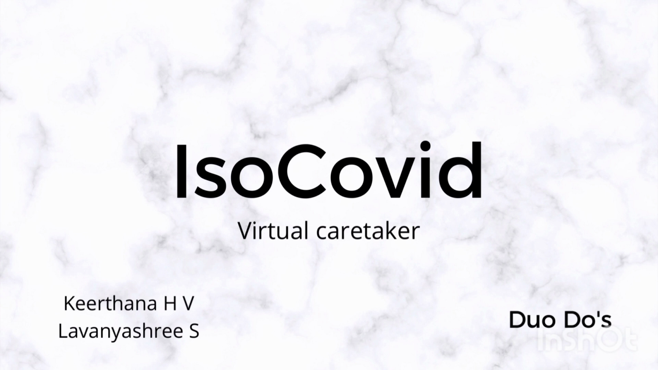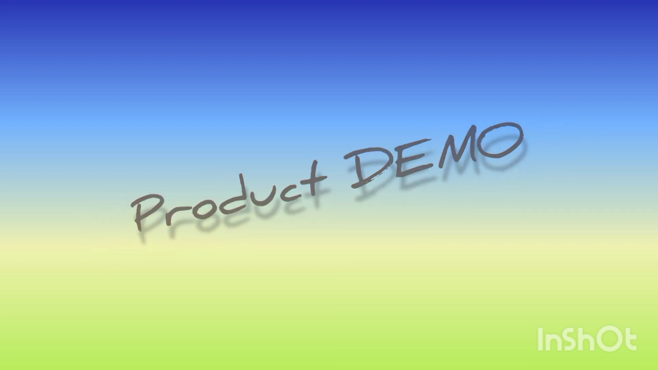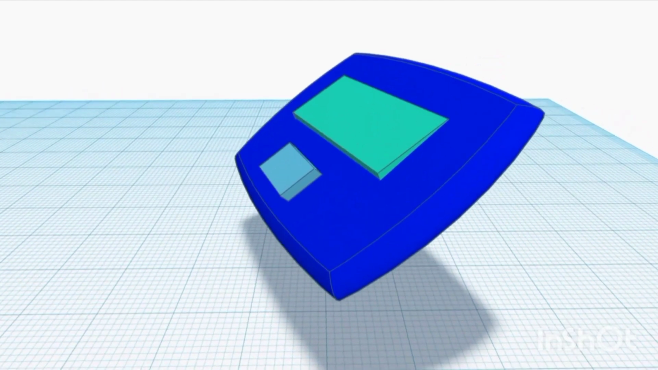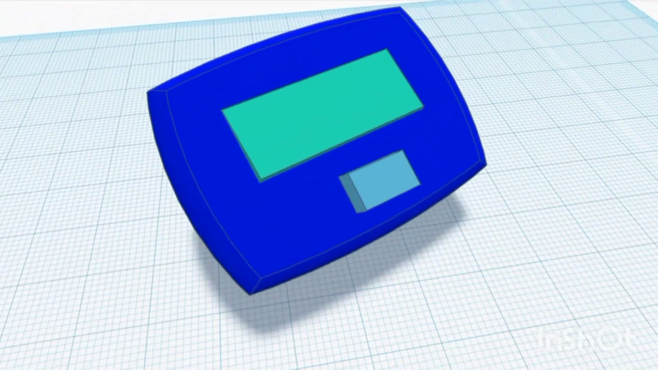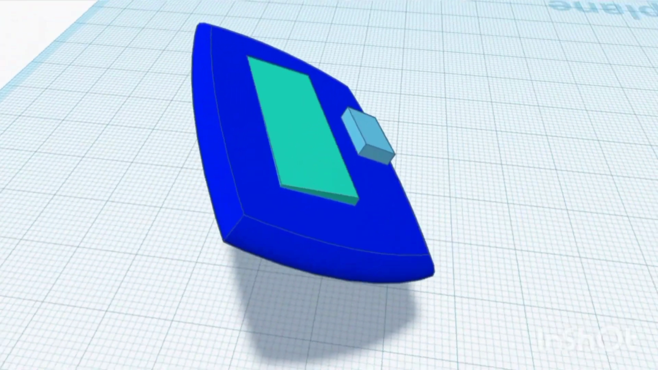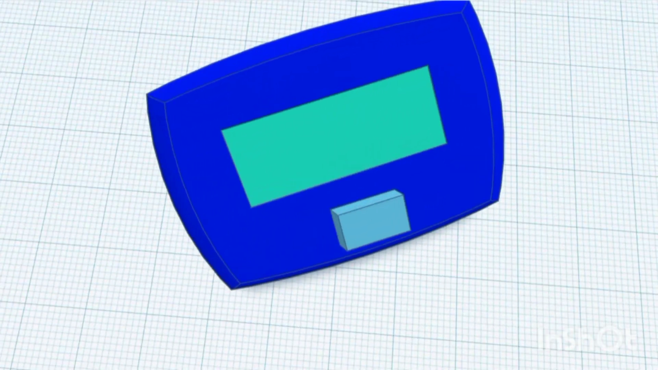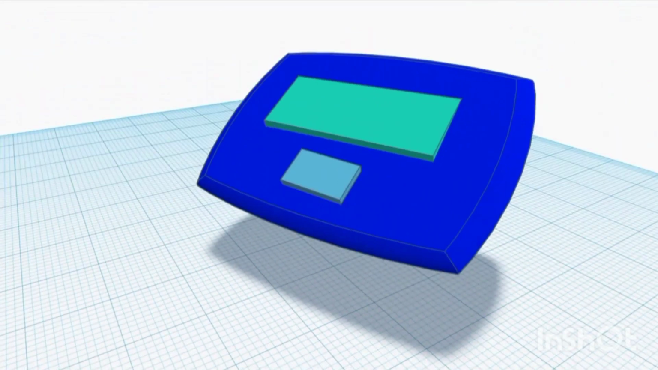To solve this issue, we have designed a product that monitors the home isolated patients 24/7. Our product detects information like temperature, SpO2 percentage and heart rate every 30 minutes and updates it on the website, which is accessible by the patient, doctor and their family members. So here is the 3D model of our product.